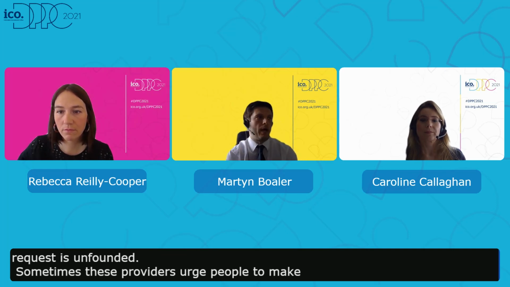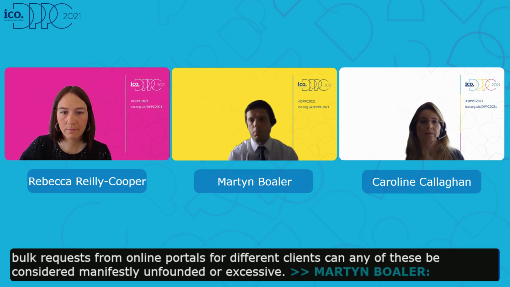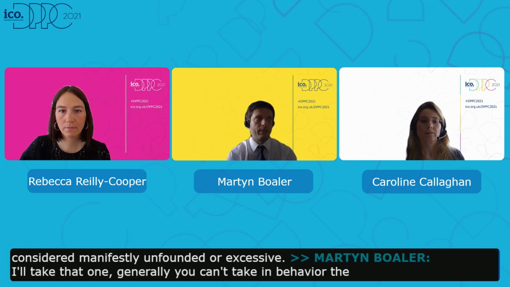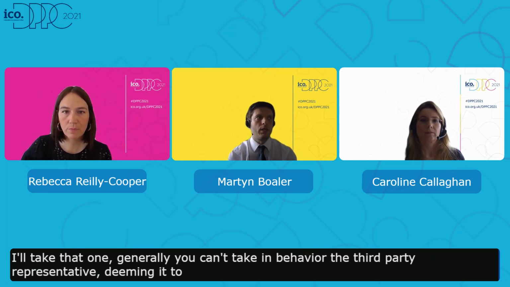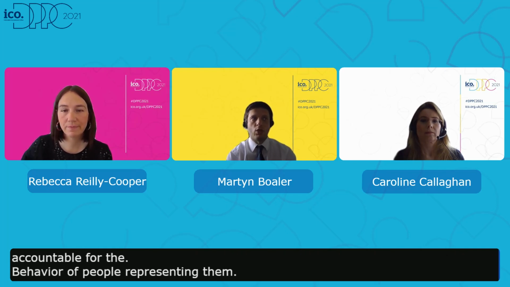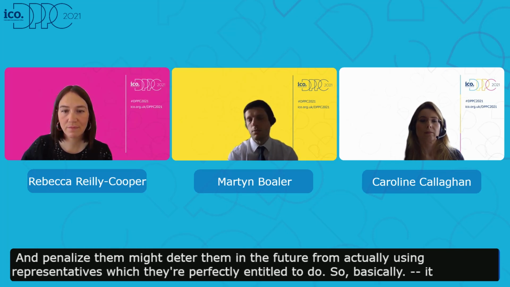Yeah, I'll take that one, Rebecca. Generally, no, you can't really take into account the behaviour of a third-party representative when making or deeming a request to be unfounded or excessive. You should only really consider the behaviour of the individual and the nature of their request. So it's not really fair to hold individuals accountable for the behaviour of people who are representing them, and penalising them might deter them in the future from actually using representatives, which they're perfectly entitled to do. So basically the answer comes down to it is the behaviour and the circumstances around the individual request that need to be considered.